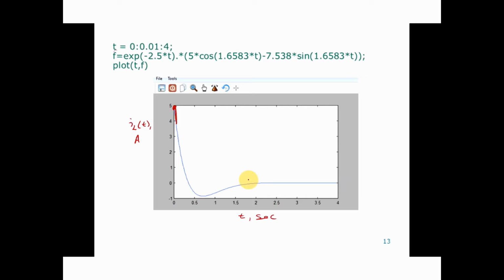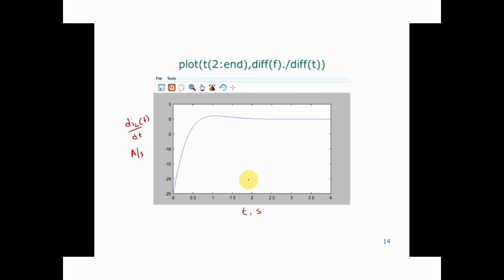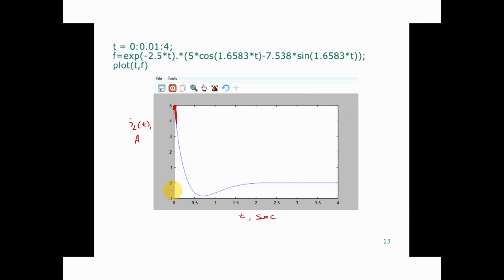In the next slide, I'm plotting the derivative. This is a quick and dirty way to calculate the derivative in MATLAB, which, don't worry about it. But you can see that the derivative starts at minus 25, which is what it was supposed to be, and then eventually goes out to 0. Those are the two boundary conditions we had to establish.